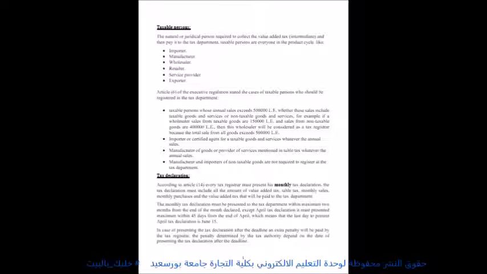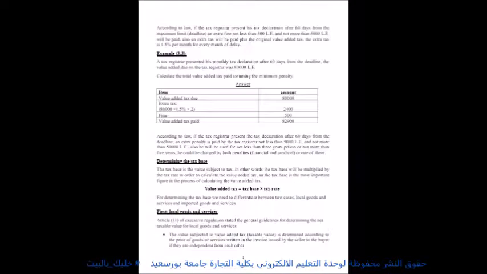The monthly tax declaration must be presented to the tax department within maximum 2 months from the end of the month declared. Except for April, the tax declaration for April should be presented in a maximum 45 days, which means that the last day to present the April tax is June 15. In case of presenting the tax declaration after the deadline, an extra penalty will be paid by the tax registrar. The penalty determined by the tax authority depends on the date of presenting the tax declaration after the deadline.